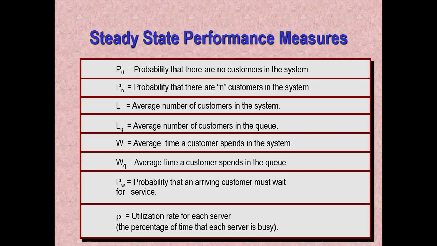W is the whole system, the average time a customer spends in the system. So that includes waiting in line and being served. And W sub Q is the average time a customer spends just waiting in line. P sub W is the probability that an arriving customer must wait. And then this little symbol down here is rho, R-H-O, the Greek letter rho. It stands for the utilization rate of the servers. So it's a percentage from 0 to 1. It's the percentage of time that a server is serving someone.